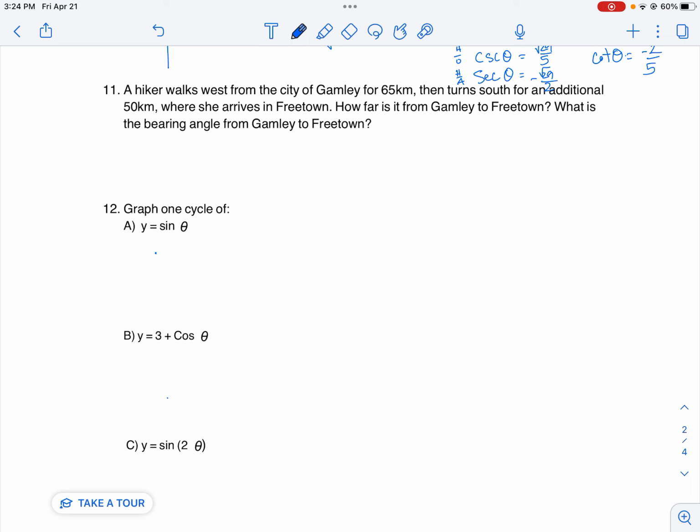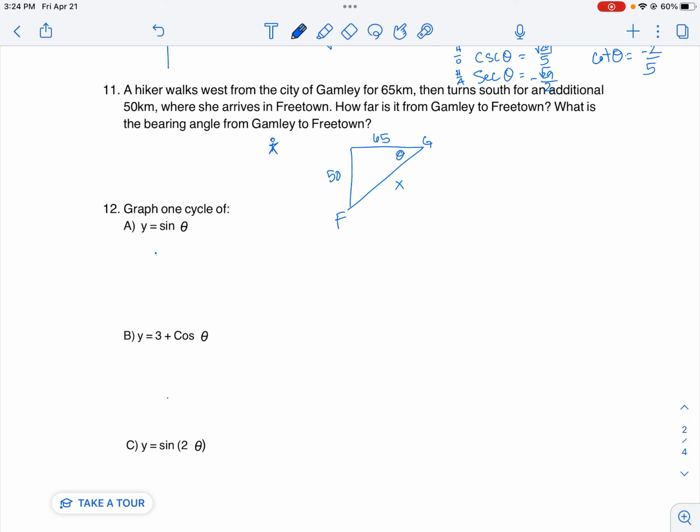Here I am on number 11. This is a problem where we are drawing a picture and then getting information from that picture. So here is our hiker. Our hiker walks from the city of Gamley west for 65 kilometers, then turns south for an additional 50 kilometers, where she arrives in Freetown. How far is it from Gamley to Freetown? So find x. And what is the bearing angle from Gamley to Freetown?